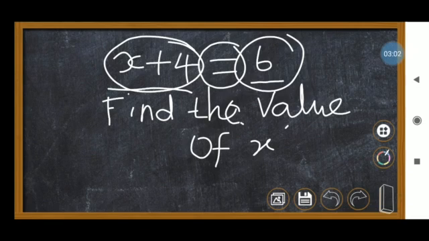Anyway, we'll come to the problem. x plus 4 should be equal to 6. An equation is nothing but a kind of balancing. First, I will show the basic method to identify the value of x. x plus 4 should be equal to 6.